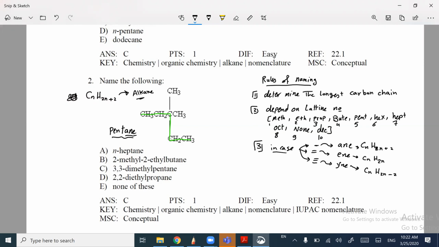So if you count the number of carbon atoms in this case: 1, 2, 3, 4, 5, 6, 7. So it will be C7. Then count the number of the hydrogen atoms, H3.